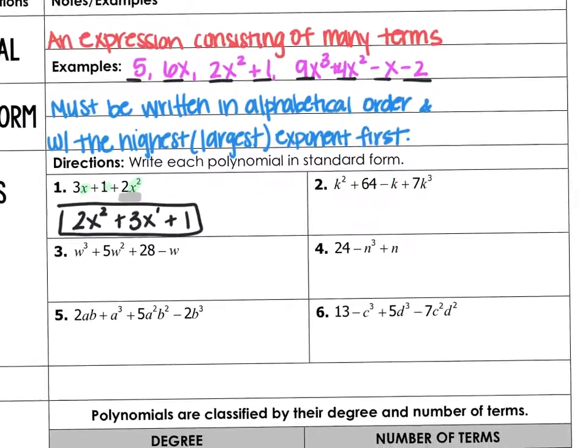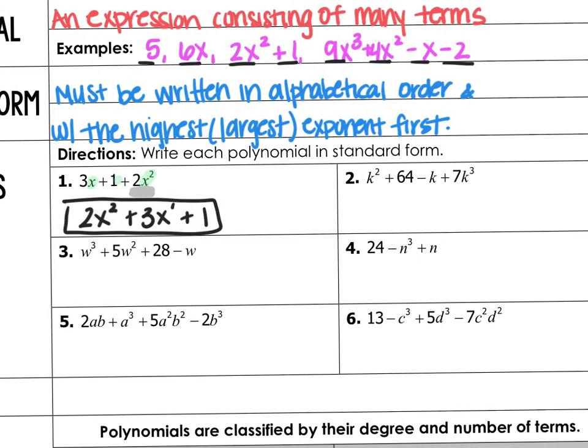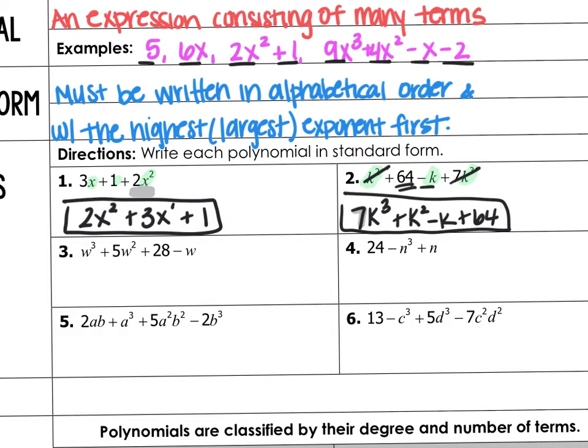All right, let's try another one. So we have k squared plus 64 minus k plus 7k cubed. Or k, sorry, no other letters are involved. I have a k squared, I have a k, and I have a k cubed. So k cubed is definitely the highest. So 7k cubed would go first. After that would be the k squared, then minus k, and then the one without any k, so plus 64. So it's like the letter slowly goes away. All right, I would like you to try number 3 on your own. So go ahead and put that in standard form for me.